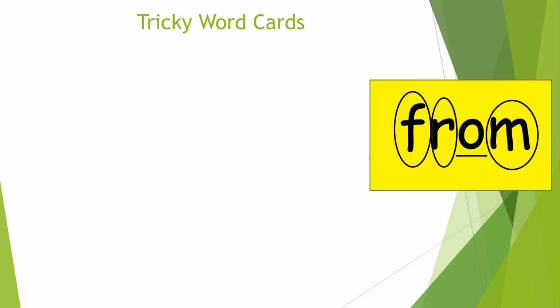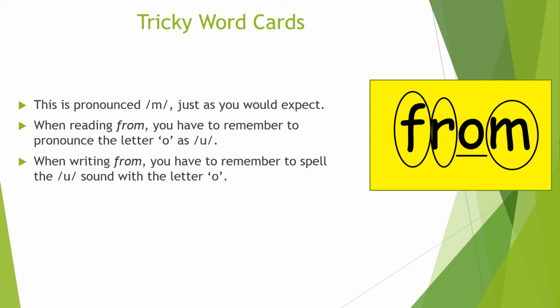This is the letter M. Say M. This letter is pronounced just as you would expect. It follows the rules. So when we are reading the word from, you have to remember to pronounce the letter O as u. When you're writing the word from, you have to remember to spell the sound with the letter O. Remember, don't let it trick you. Say from.